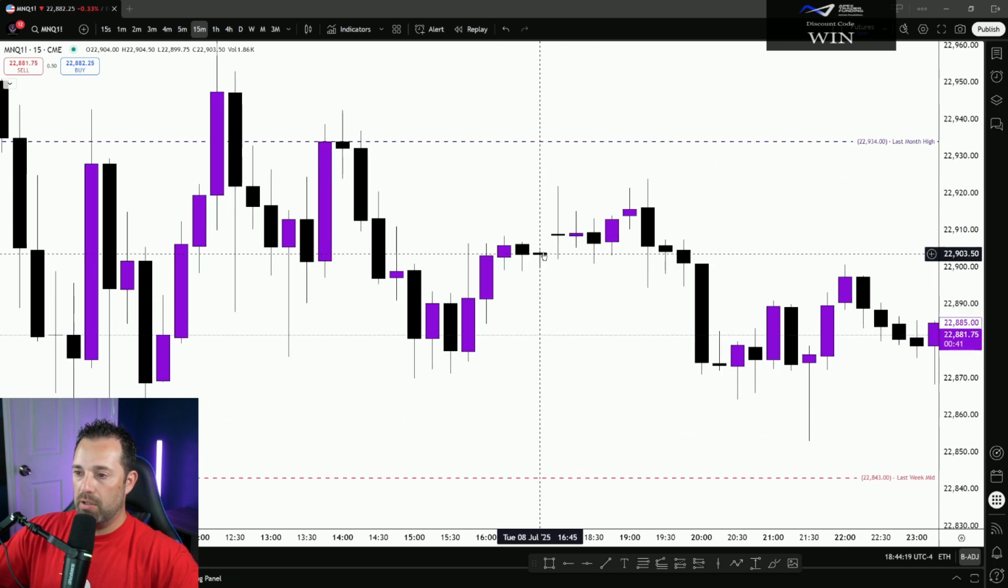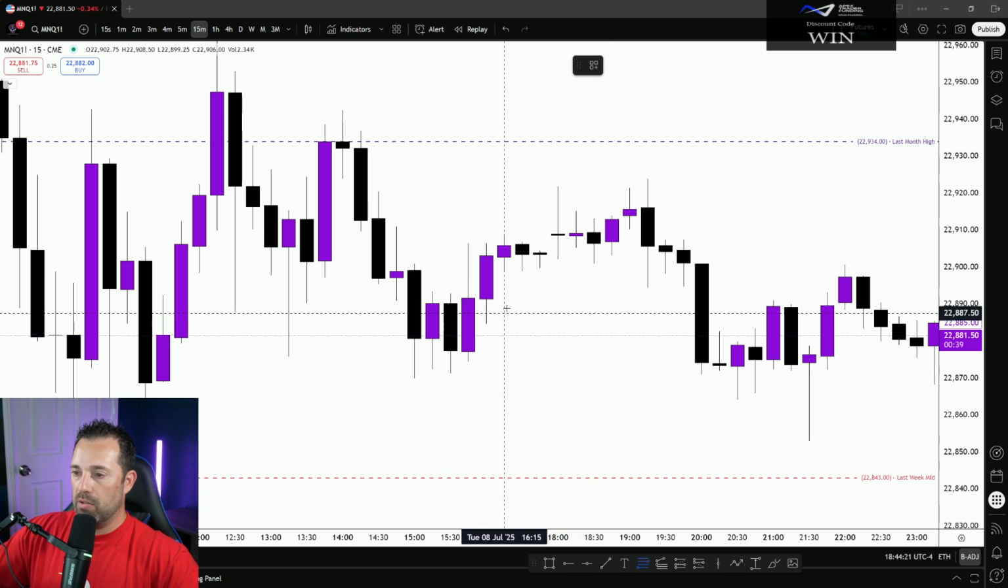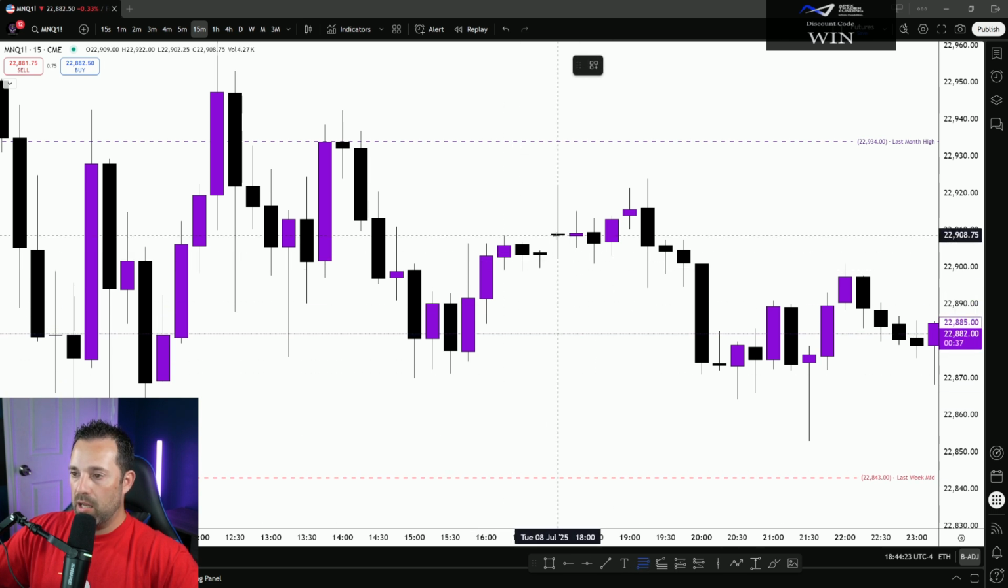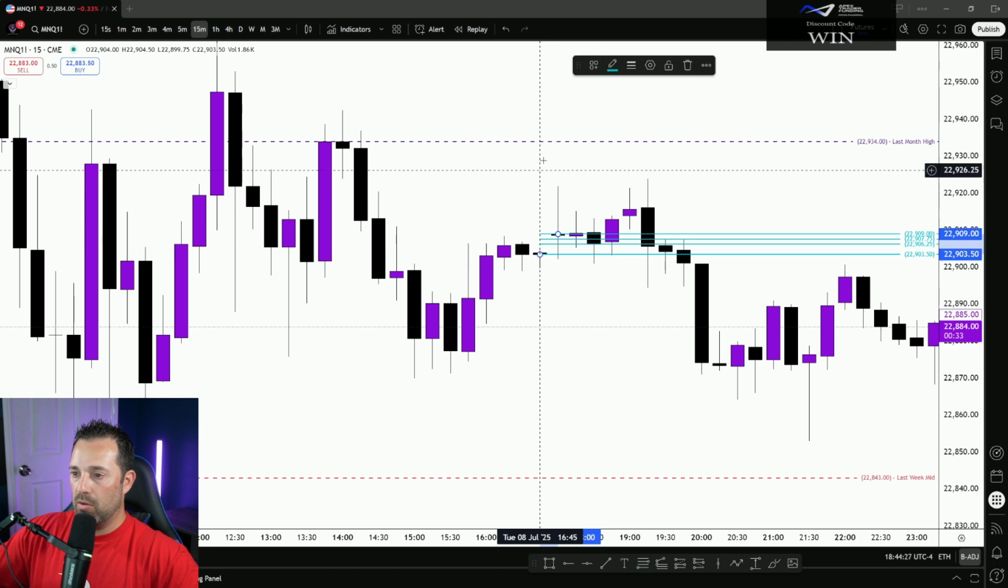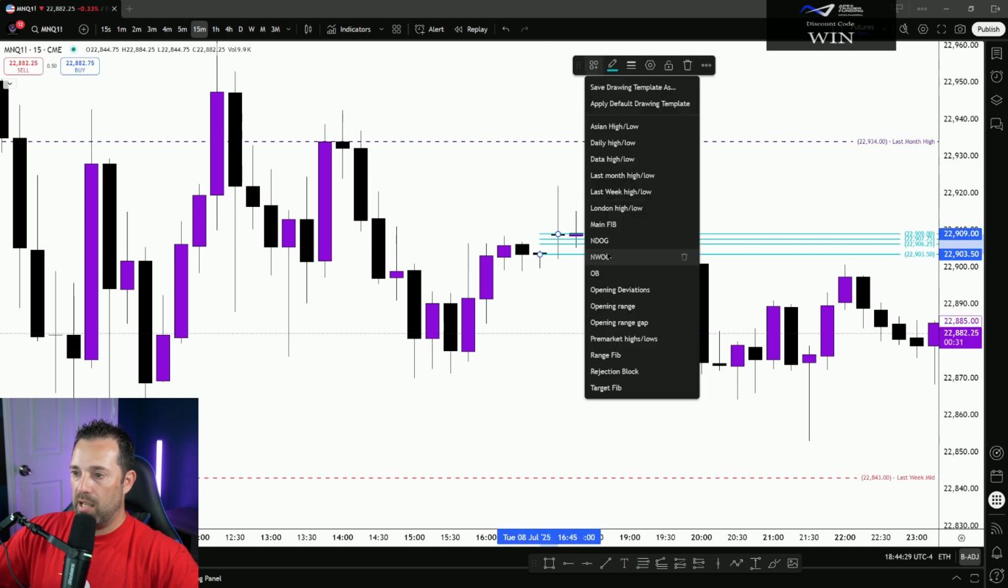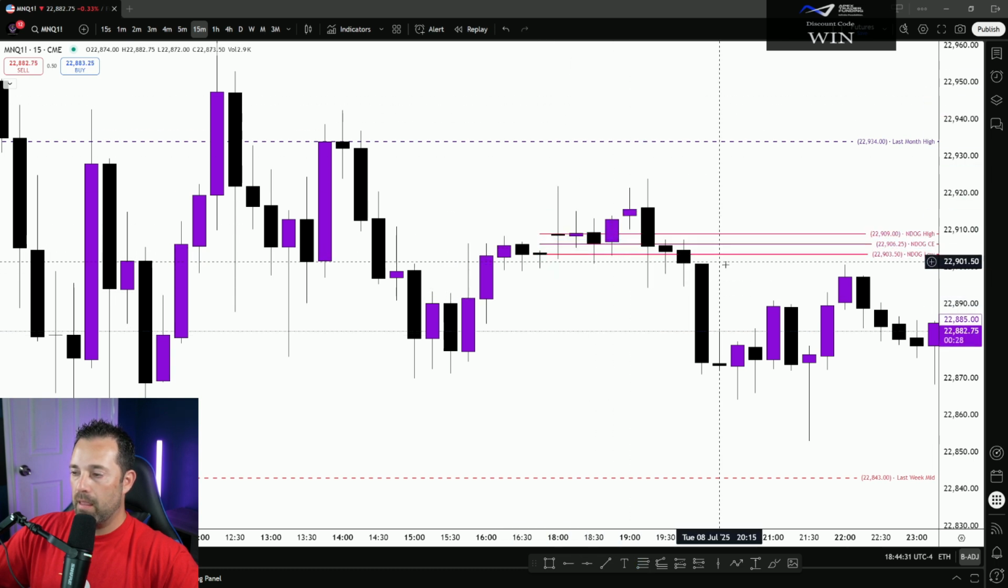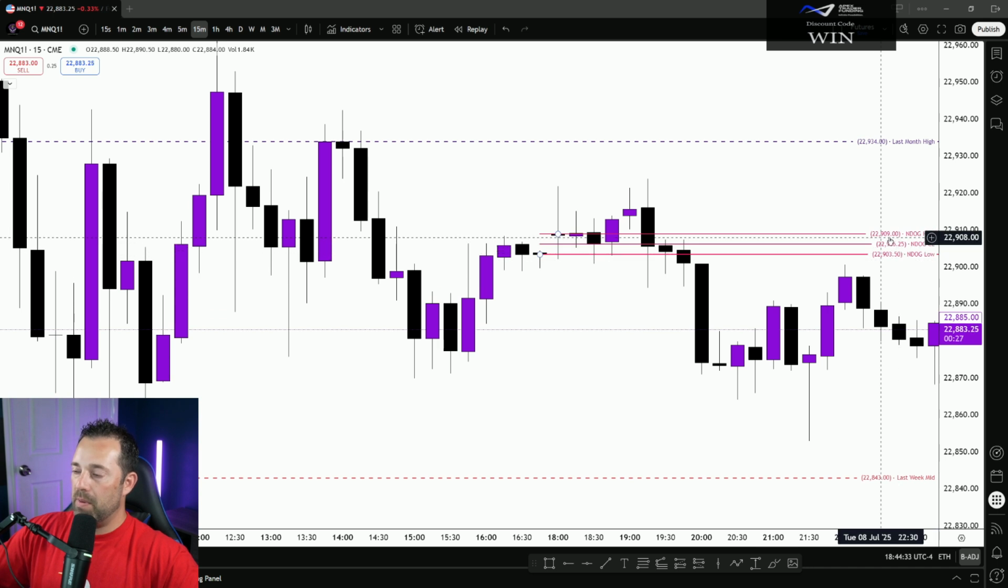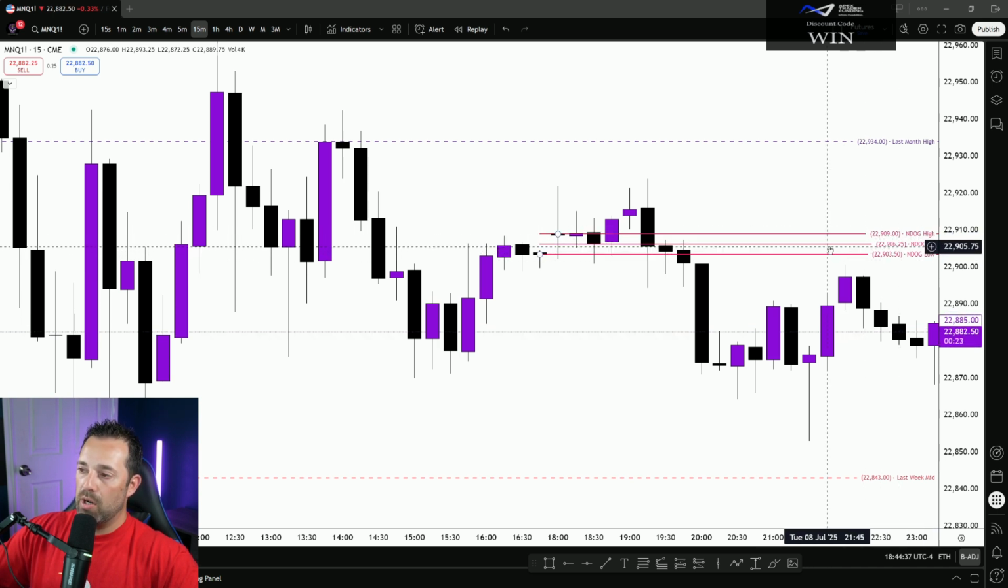1645, 1800. So basically what I'm going to do is I'm going to measure out the open right there, the close right there, and I have a preset NDOG, new day opening gap. And there you go. Typically, if it's more than like 20, 40 points, then you want to have a midline. If not, you don't really need it.